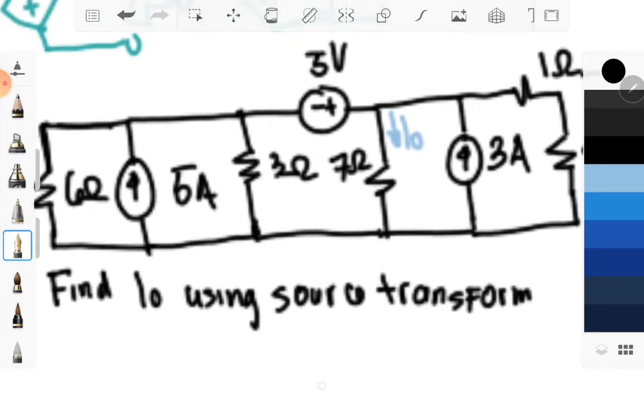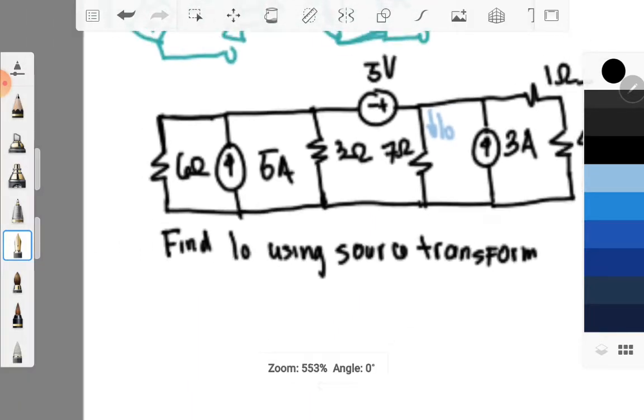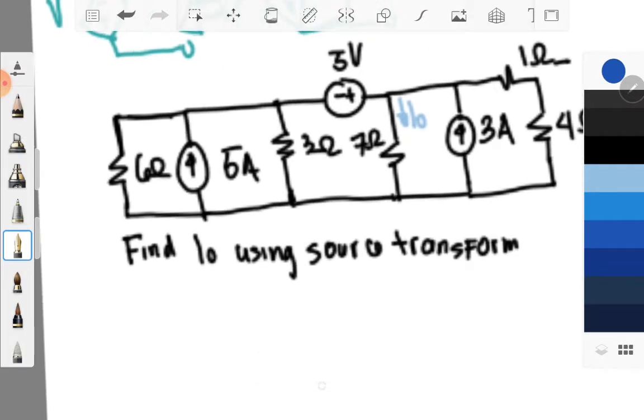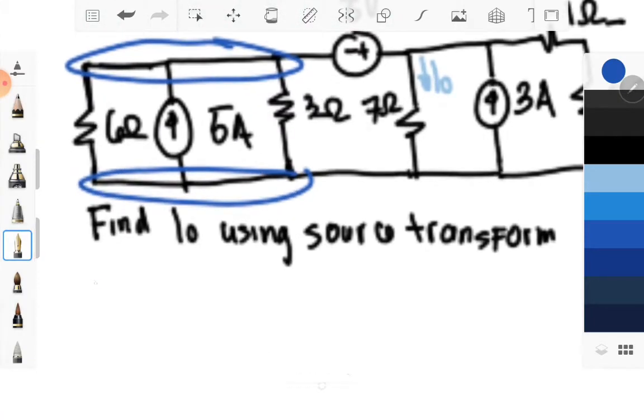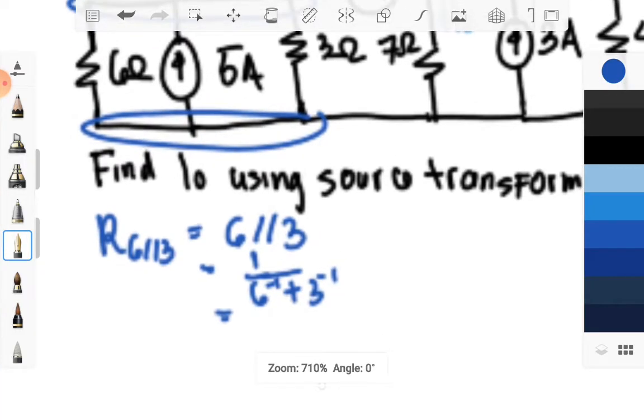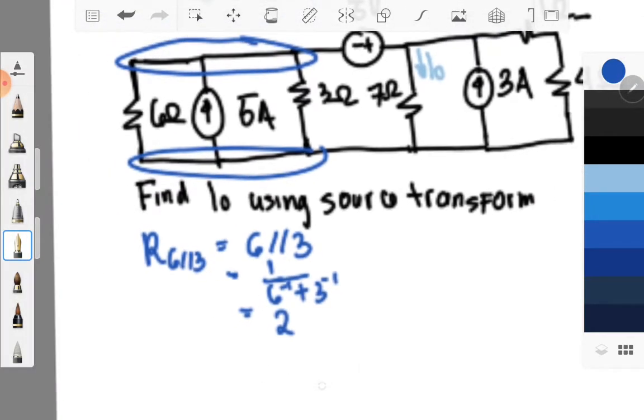If you are transforming your circuit, it will make your life easier. So let's first evaluate your 6 and 3 ohm. You will notice that they are in a similar node. So I may say that 6 in parallel with 3 is equal to 1 over 6 raised to negative 1 plus 3 raised to negative 1, which is equal to 2 ohms, which is in parallel with your 5 ampere.